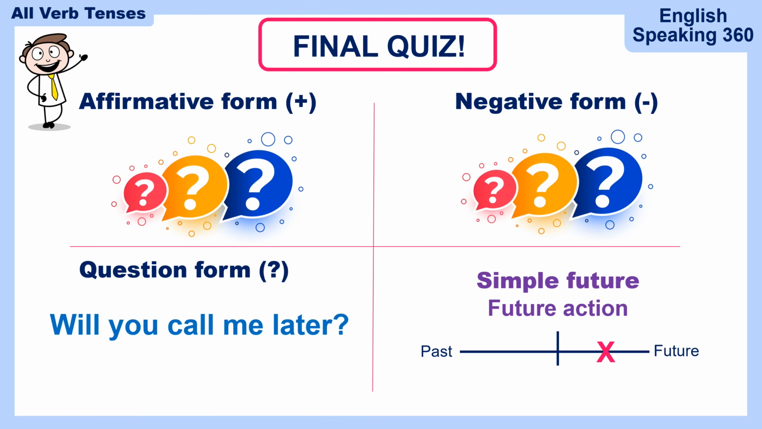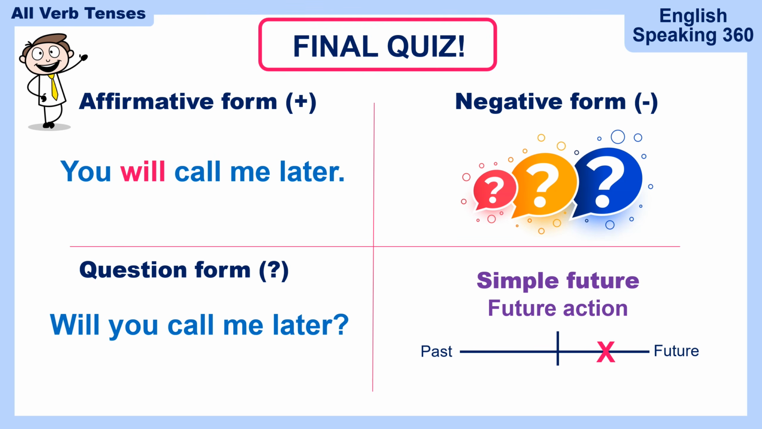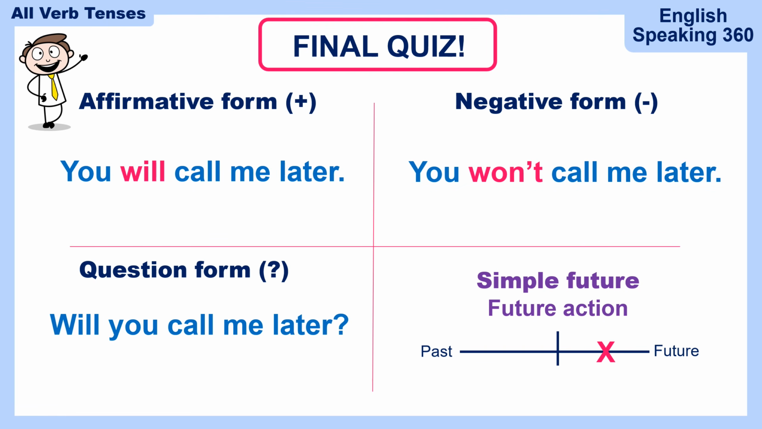Next set. Will you call me later? That is simple future. It's a simple future question. What is the affirmative form? The affirmative form is you will call me later. How about the negative form? You won't call me later, or you will not call me later.